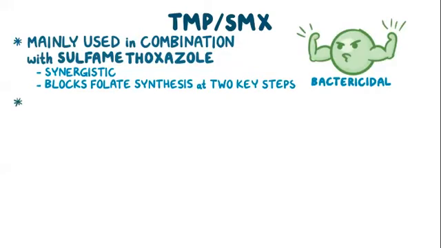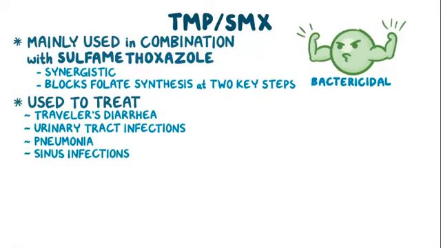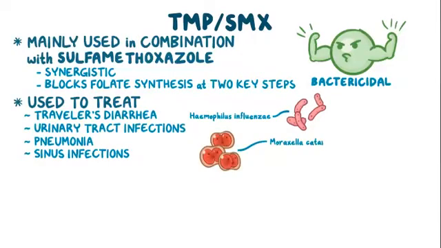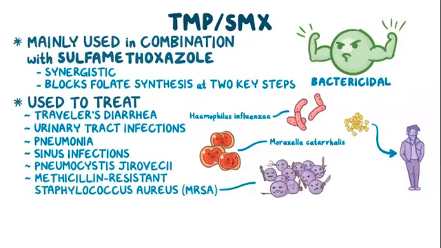TMP-SMX is most commonly used to treat traveler's diarrhea and simple urinary tract infections, but it's also effective in treating pneumonia and sinus infections caused by Haemophilus influenzae and Moraxella catarrhalis. It's the first-line therapy for the treatment and prevention of Pneumocystis jirovecii infections, which are caused by a yeast-like fungus that can affect immunocompromised people. Finally, it's effective against methicillin-resistant Staphylococcus aureus, or MRSA.